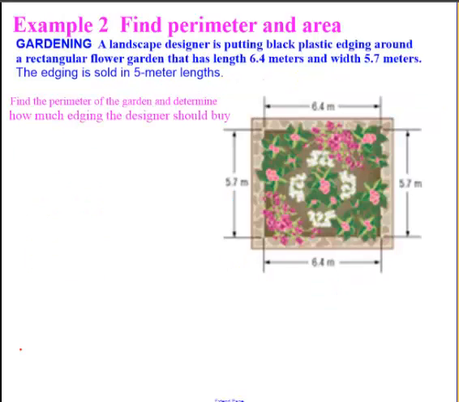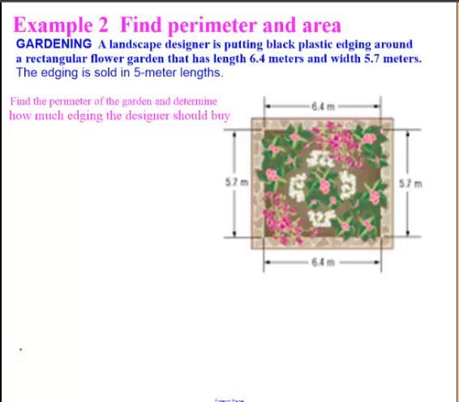Okay, example 2. Find perimeter and area. Gardening. A landscape designer is putting black plastic edging around a rectangular flower garden that has a length of 6.4 meters and a width of 5.7 meters. The edging is sold in 5-meter lengths. Find the perimeter of the garden and determine how much edging the designer should buy.